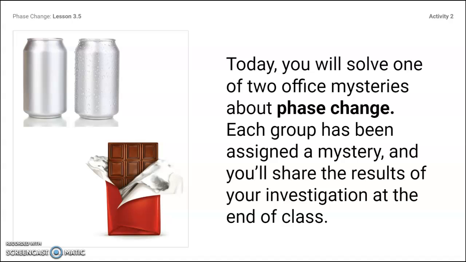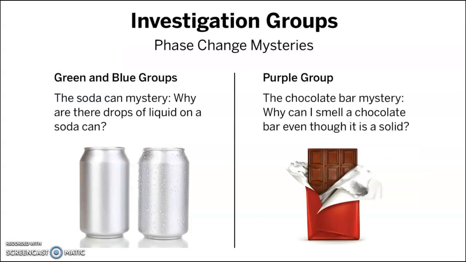So today you're going to solve one of 2 office mysteries about phase change. Each group is going to be assigned a mystery and you'll share the results with your class at the end of the discussion, if we have time to do that, so that we're all aware of these. The investigation groups, the green and the blue, are going to be focusing on the soda can mystery and why there are drops of liquid on the outside of the soda can. And the purple group is going to figure out why I can smell a chocolate bar even though it is a solid.